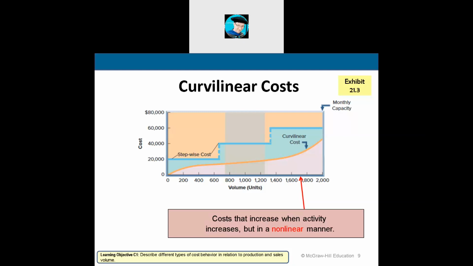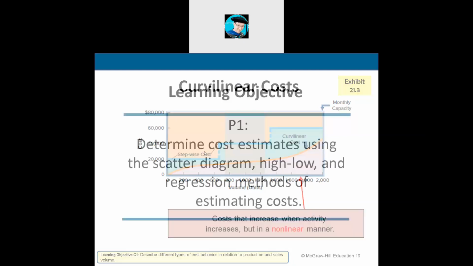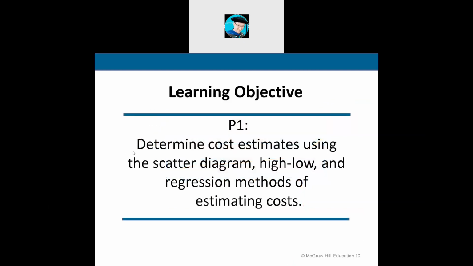The costs increase with the level of activity, but in a nonlinear fashion. The costs go up incrementally rather than through steps. That's the difference. So curve linear, think of it like a wave. The costs go up a little bit, little bit, little bit, rather than all at once, like in the stepwise system or model. So those are different models.